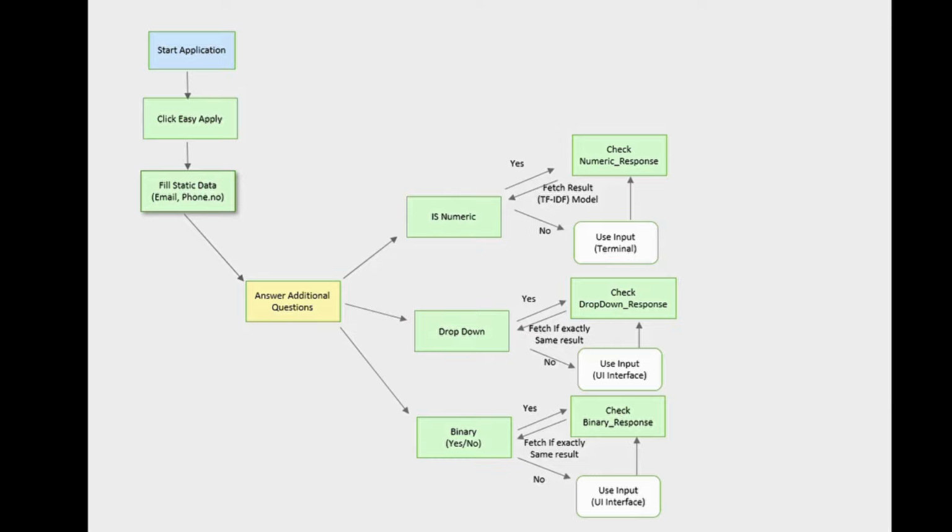Once all questions are answered, the script checks for the next button. If it is present, it means there are more questions to answer in the next tab, so the process repeats until you reach the review stage and submit the application. After completing one job application, the script moves on to the next job and starts the process again from filling in the static data.